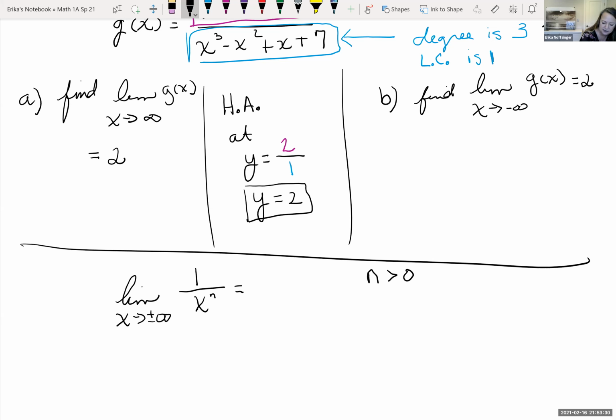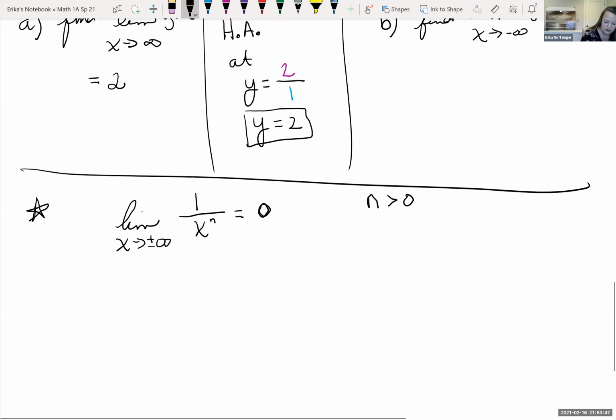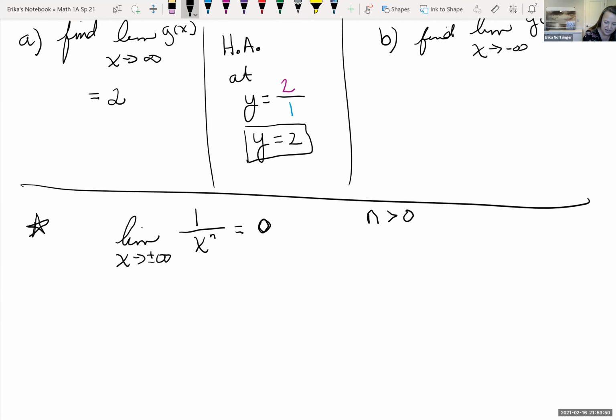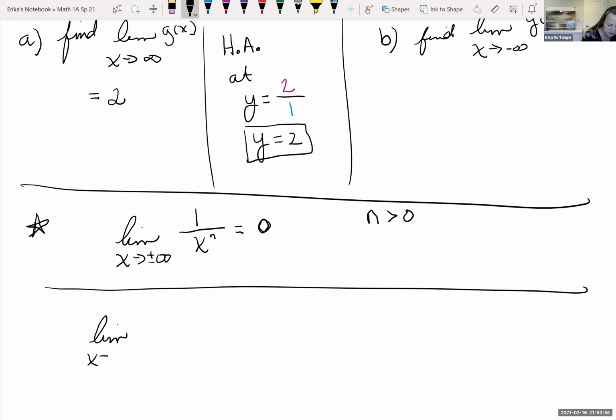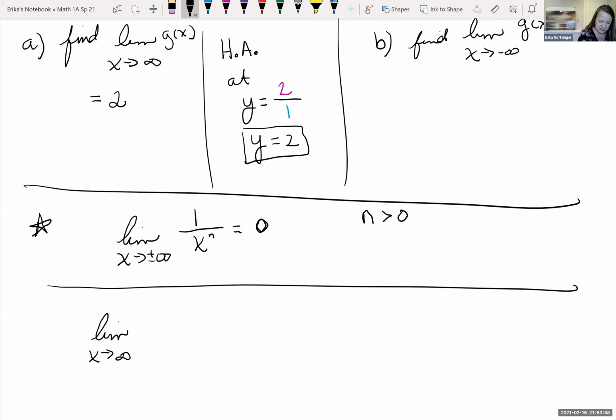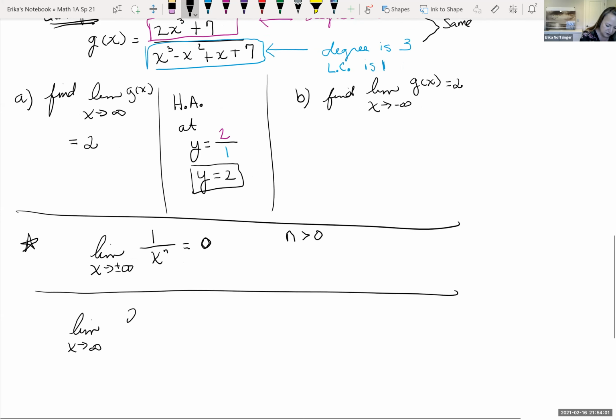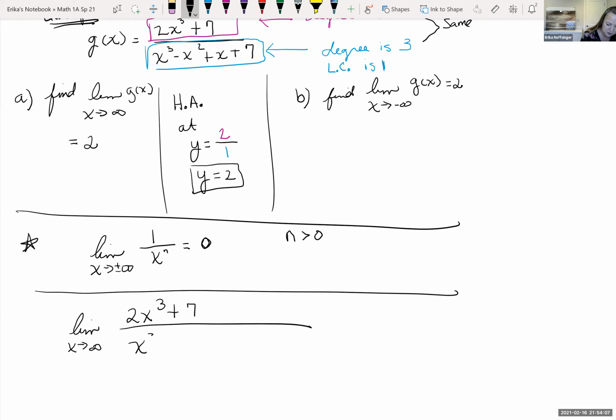If that's the case, again, if you have some number over something that is blowing up, then 1 over a huge number goes to 0. So if you want to do this, let's go back to what we had before, the limit of our function, 2x cubed plus 7 all over x cubed minus x squared plus x plus 7.